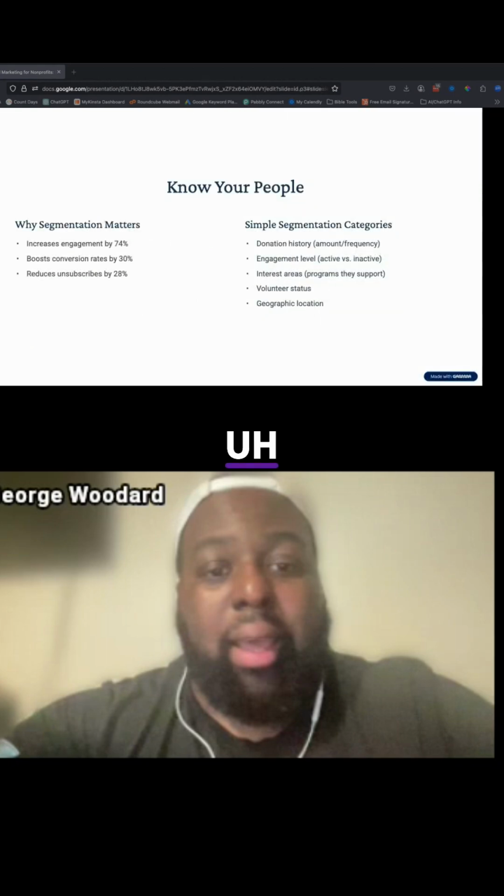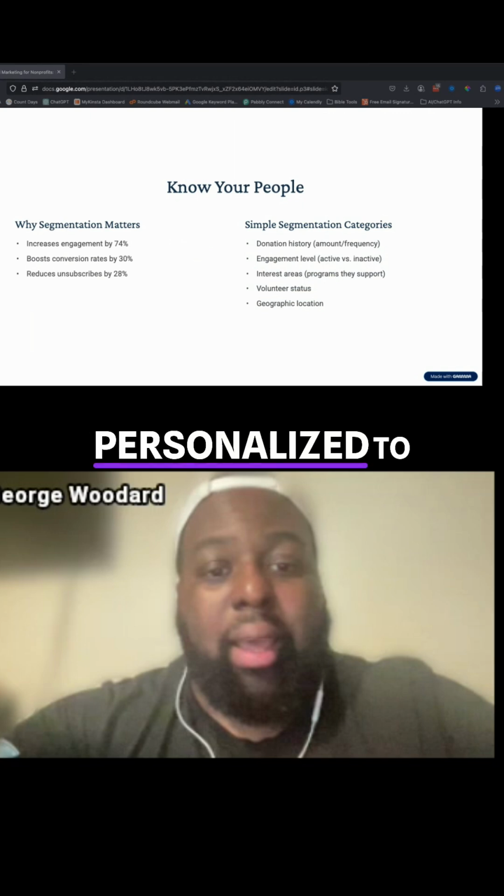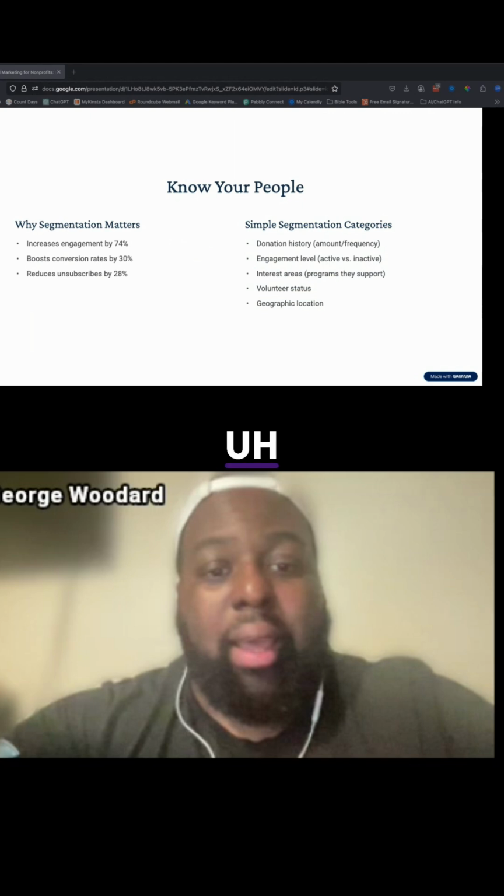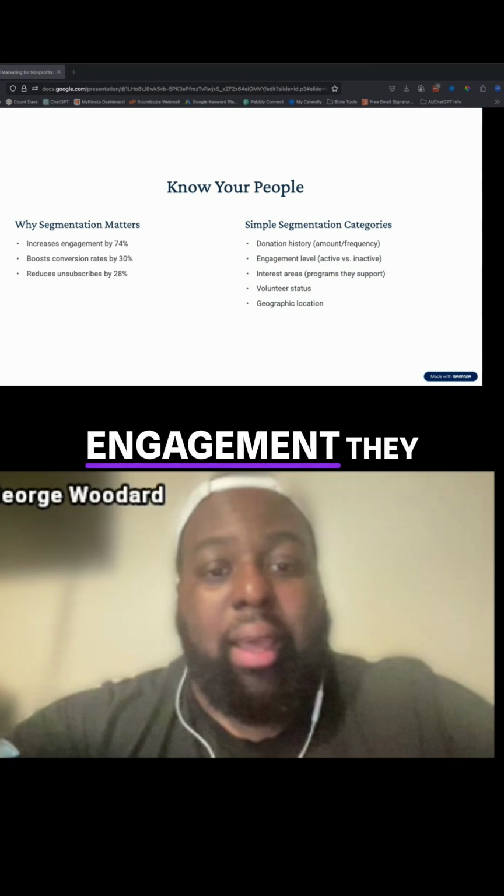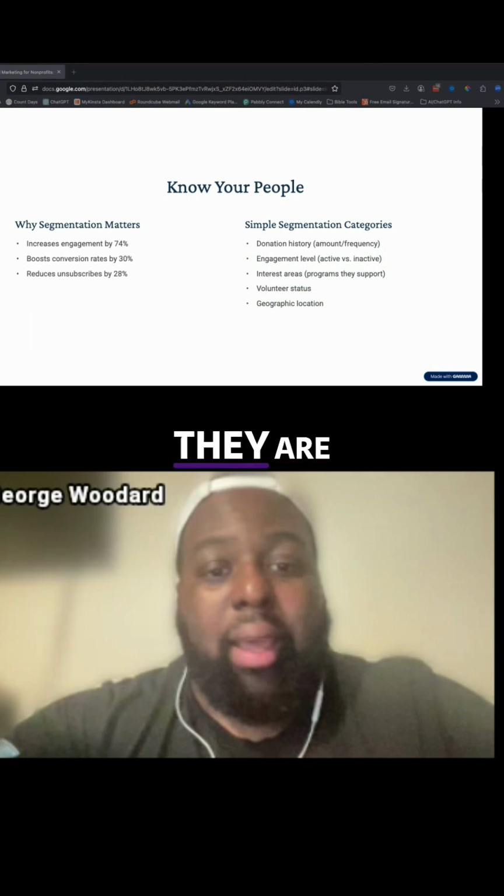And here's a breakdown of what that looks like. So, segmentation does matter. It increases your engagement by 74%. People who are getting emails that are more personalized to the message or the cause, or whatever level of engagement they are with your organization, show increased engagement by 74% if you're sending out emails related to where they are or how they're trying to connect with your organization.